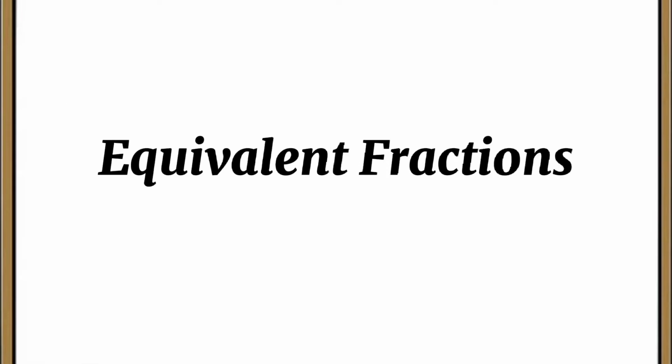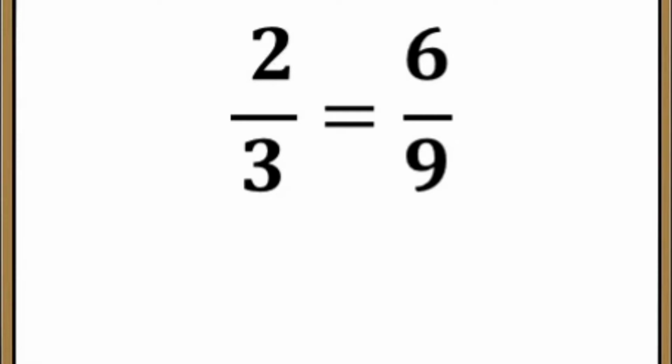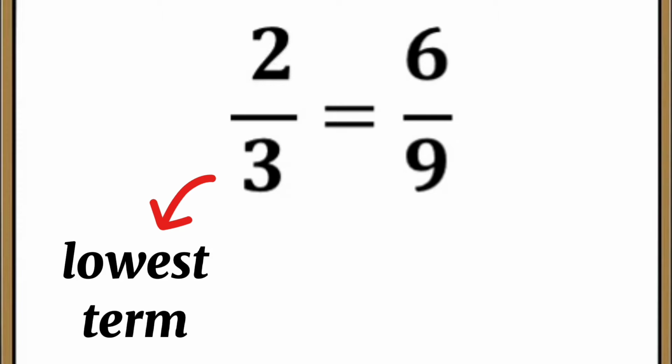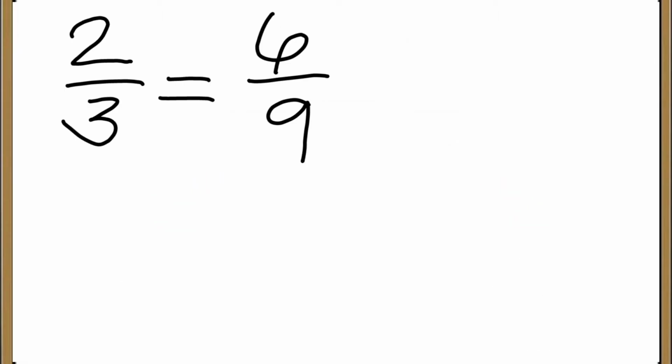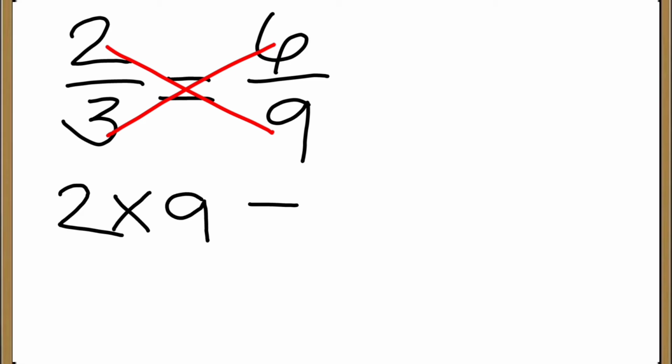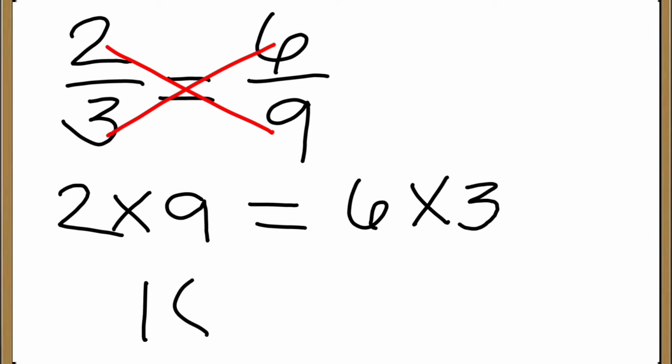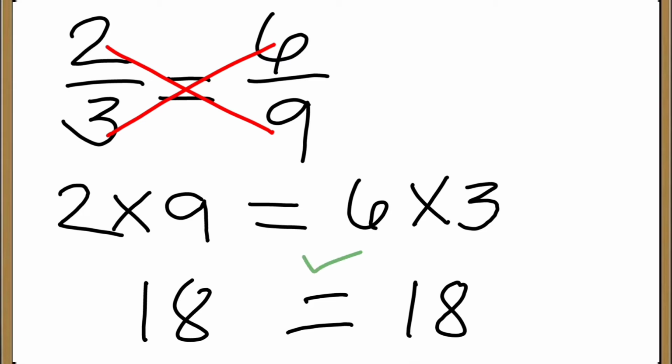Mag-review muna tayo tungkol sa equivalent fractions. Example, 2/3 is equal to 6/9. 2/3 is the lowest term and 6/9 is the higher term. We can prove that 2/3 is equal to 6/9 by using the cross product. We are going to multiply 2 times 9 and 6 times 3. 2 times 9 equals 18 and 6 times 3 equals 18. Therefore, we can say that 2/3 and 6/9 are equal because they have the same product, which is 18.